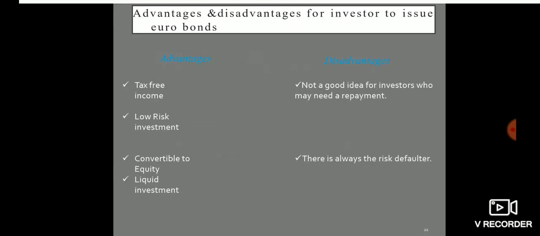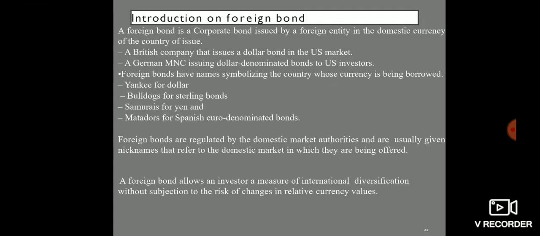Hello everyone. In the previous class, we finished the advantages and disadvantages of Eurobonds and domestic bonds. In today's class, we are going to speak about foreign bonds.